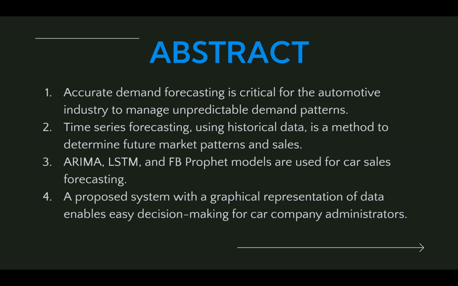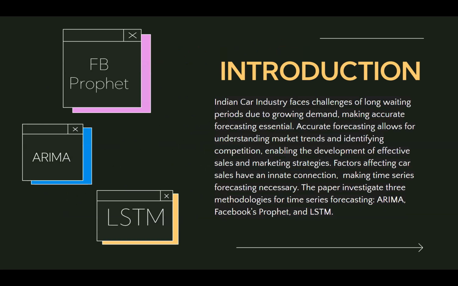The next part is the introduction, where, as I said earlier, the car industry is growing day by day, and the car manufacturer faces that problem. Not only the manufacturer, but the customer waiting time is also increasing day by day. The normal waiting period for the Maruti company is around 4 months. But if you take a particular model like Dzire, the waiting period for that model is around 12 months. So it is increasing vastly.